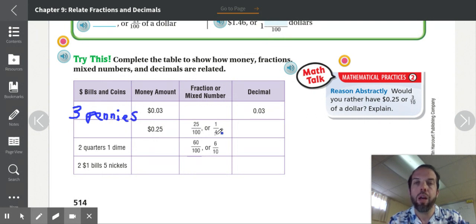Okay? All right, and they wrote it as a decimal too. And you can see the only difference here between the decimal and the money amount is the dollar sign for the money amount. It's literally the same thing except there's no dollar sign for the decimal.